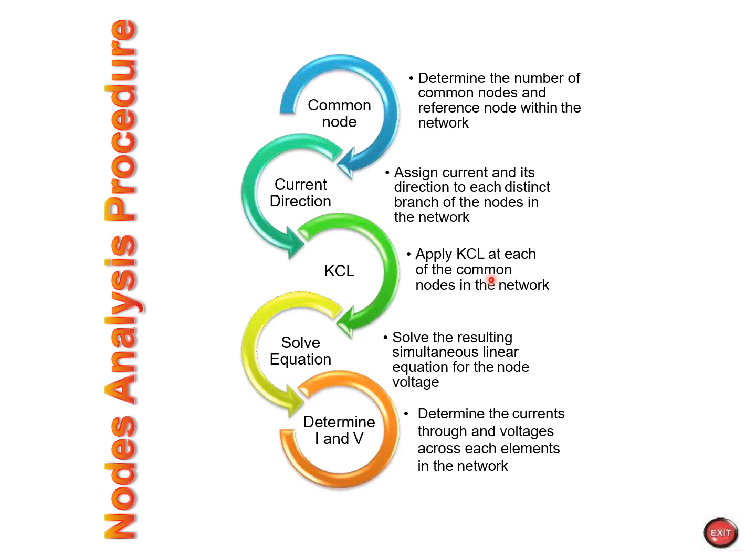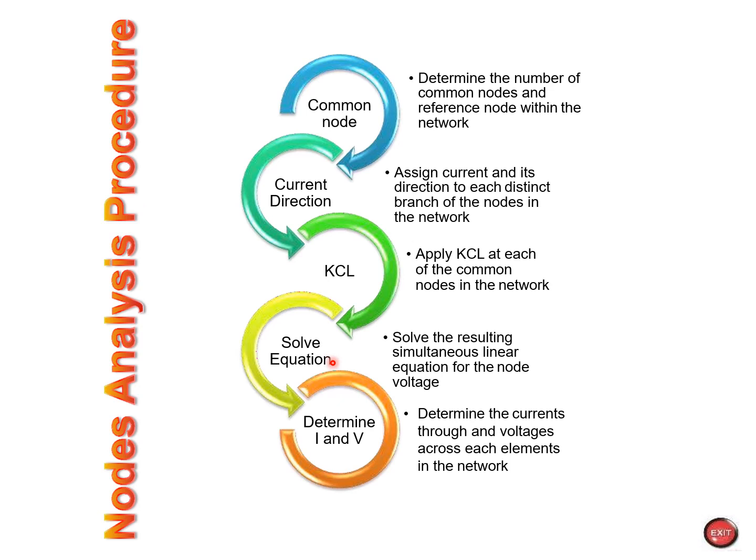The next step is solving the resulting simultaneous linear equations for the node voltages. Then determine the currents which are passing through and the voltages across each element in the network. So these are the steps in nodal analysis. What are the steps? First step is identifying the common node. The next step is to assign current direction to it. Then apply Kirchhoff's current law.